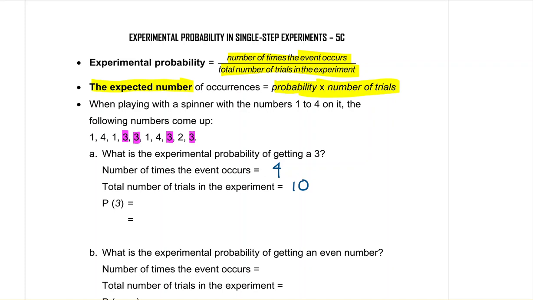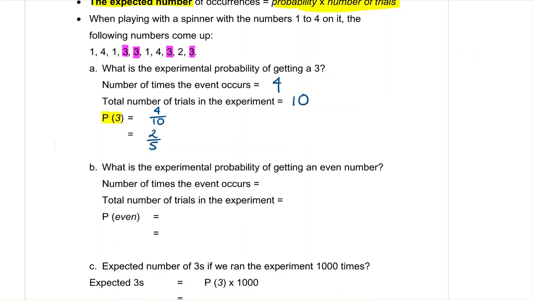So to find the probability of getting a 3 experimentally, I got 4 3s out of a total of 10. Remember that fraction is our preferred way to leave our answer unless we are specifically asked for a decimal or a percentage. But we do want it to be simplified. So 4 over 10, you can divide the top and the bottom by 2, which would give a 2 over 5. Okay, let's look at question B.